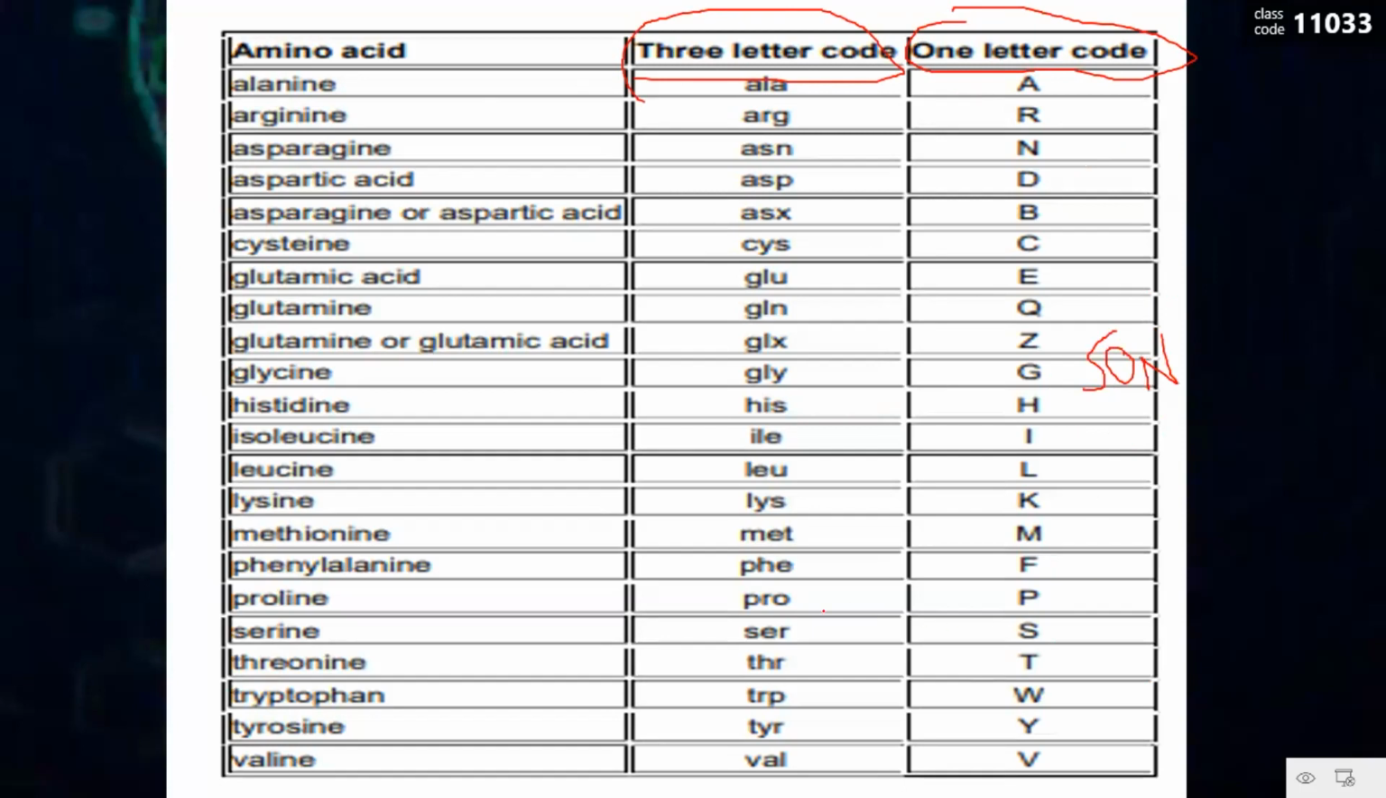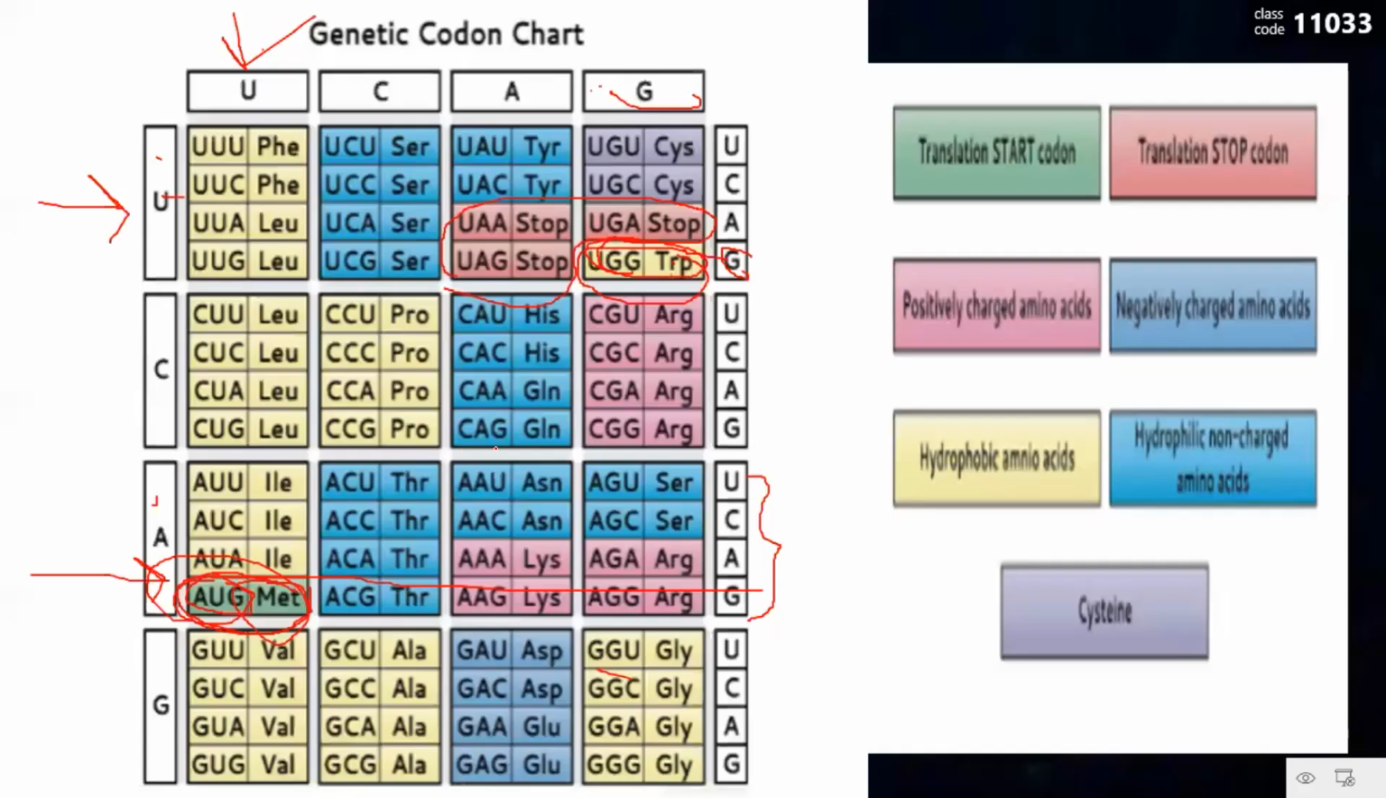So S is for serine. Walang O. O, wheel na lang. For example, wheel. W is for tryptophan. I is for isoleucine. Ito, I. And L. Diba? L is for leucine. So, try natin. Bigyan ng code itong WIL.